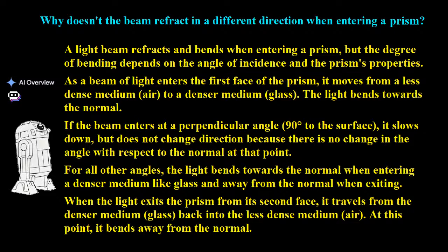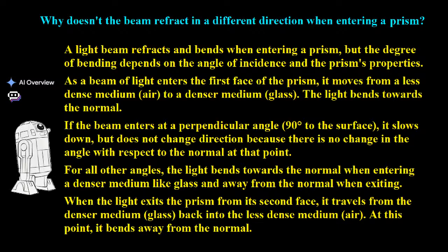It says, for all other angles, the light bends towards the normal. Again, we know that. Don't tell me what I know. Is there an echo in the room? It says, when entering a denser medium like glass, and away from the normal when exiting. Again, that's just a description. They haven't explained anything. They didn't answer the why. The question is a why question, meaning cause, a mechanism, and that's not what they're saying. They're giving you a description. They say, we answered the question.